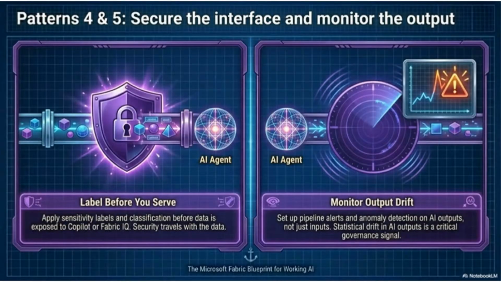Oh well, sorry. Patterns 4 and 5: secure the interface and monitor the outputs. Label before you serve: apply sensitivity labels and classifications before data is exposed to Copilot or Fabric IQ. Security travels with the data. And then monitor output drift: set up pipeline alerts and anomaly detection on AI outputs, not just inputs. Statistical drift in AI outputs is a critical governance signal.